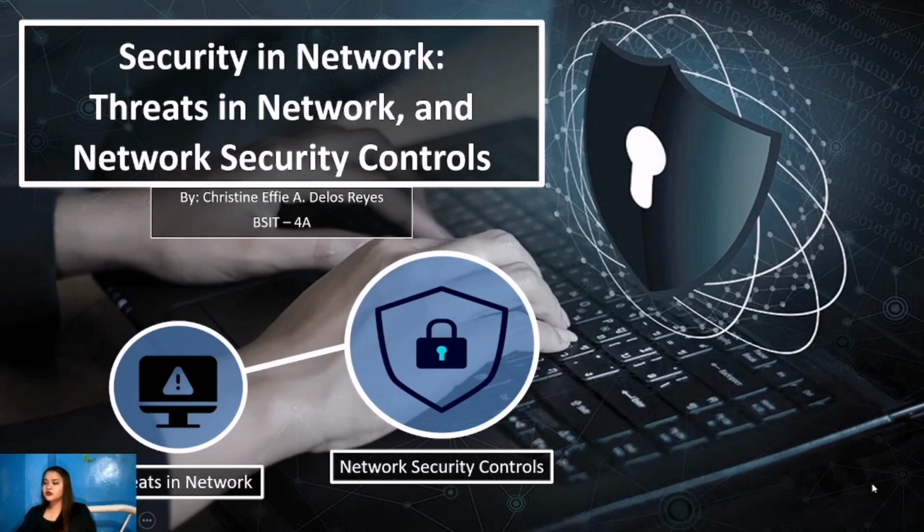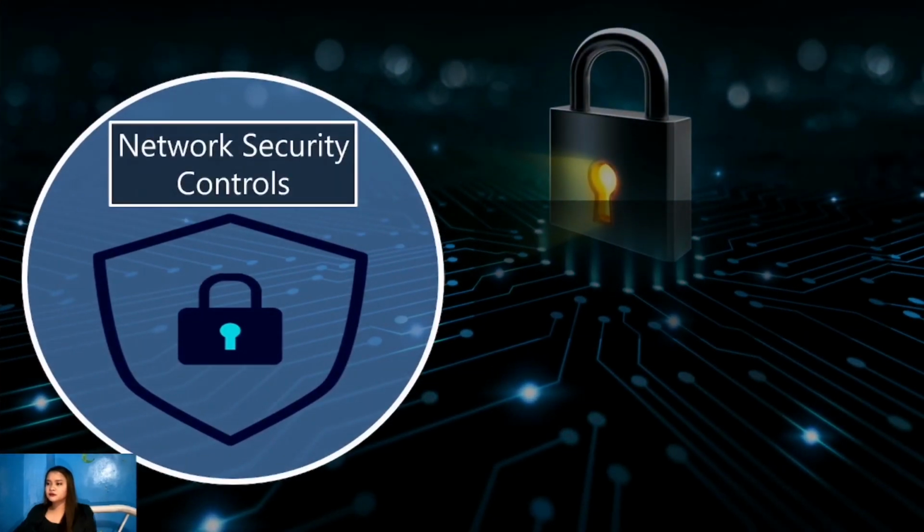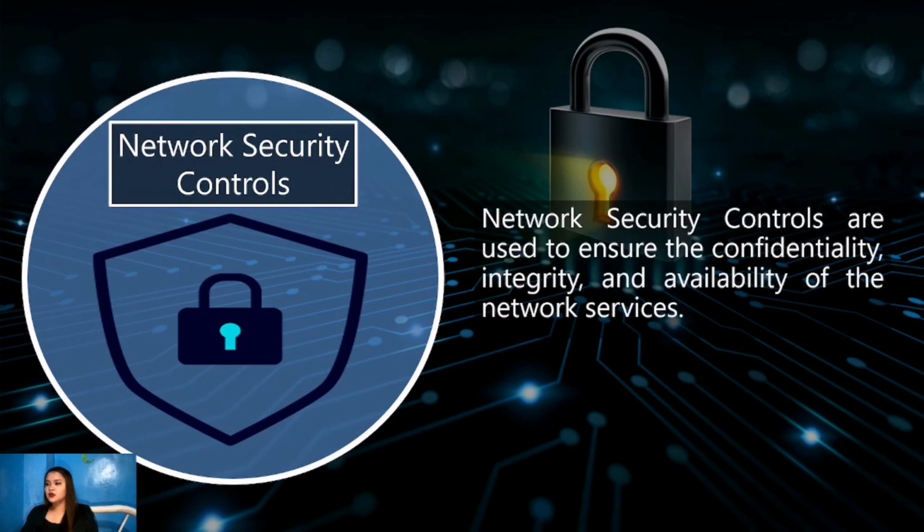We are done with the first topic, and the next is the network security controls. Network security controls are used to ensure the confidentiality, integrity, and availability of the network services. These security controls are either technical or administrative safeguards implemented to minimize the security risks.